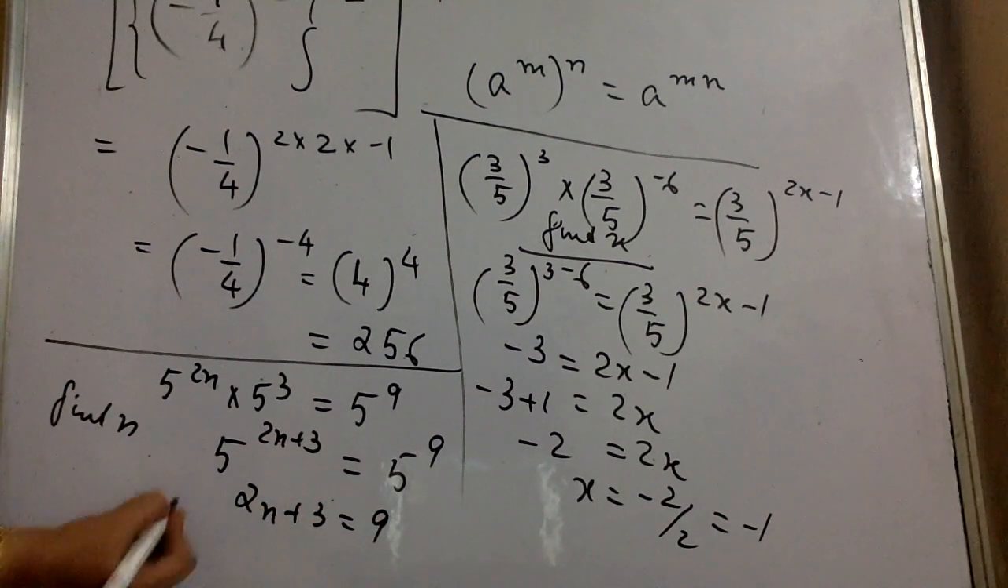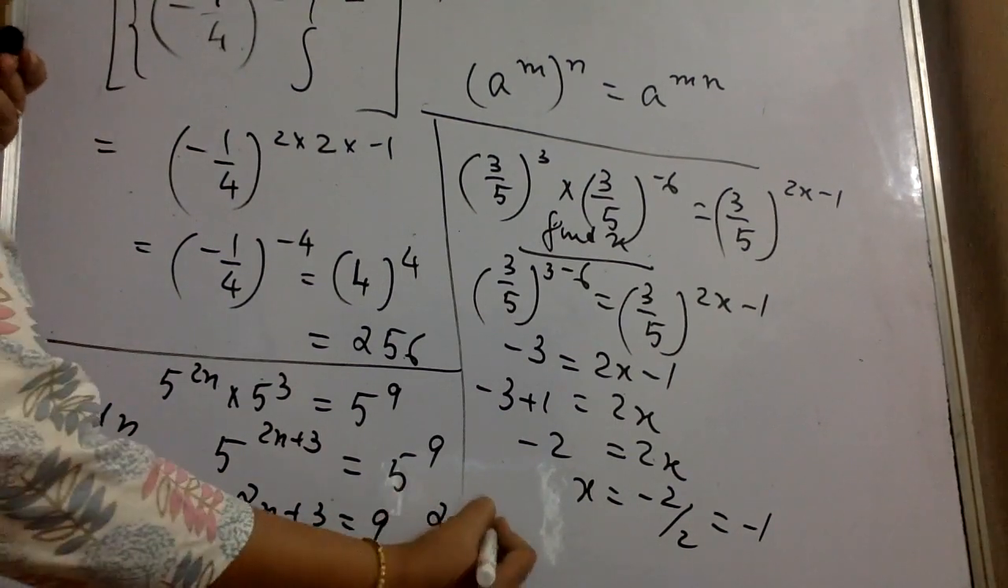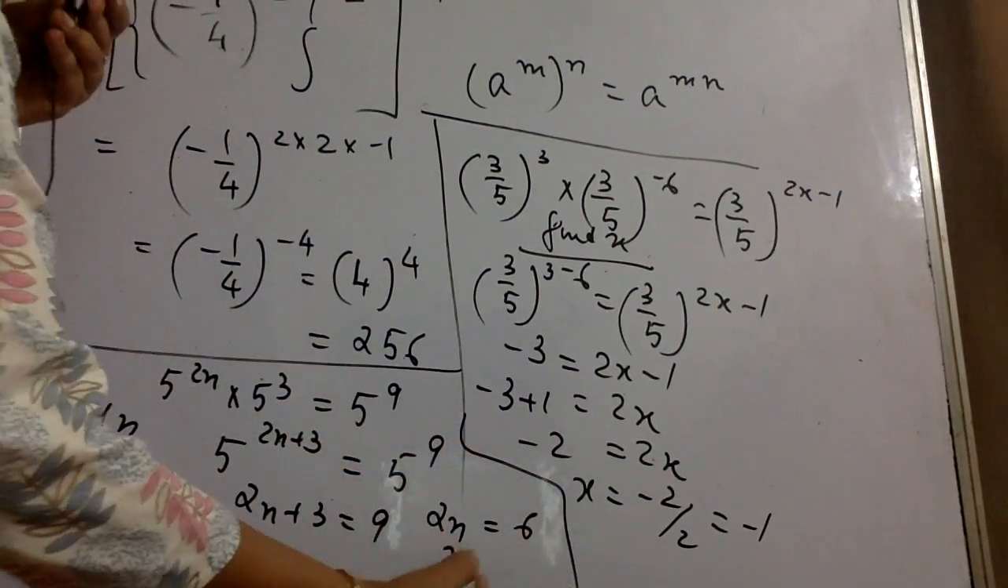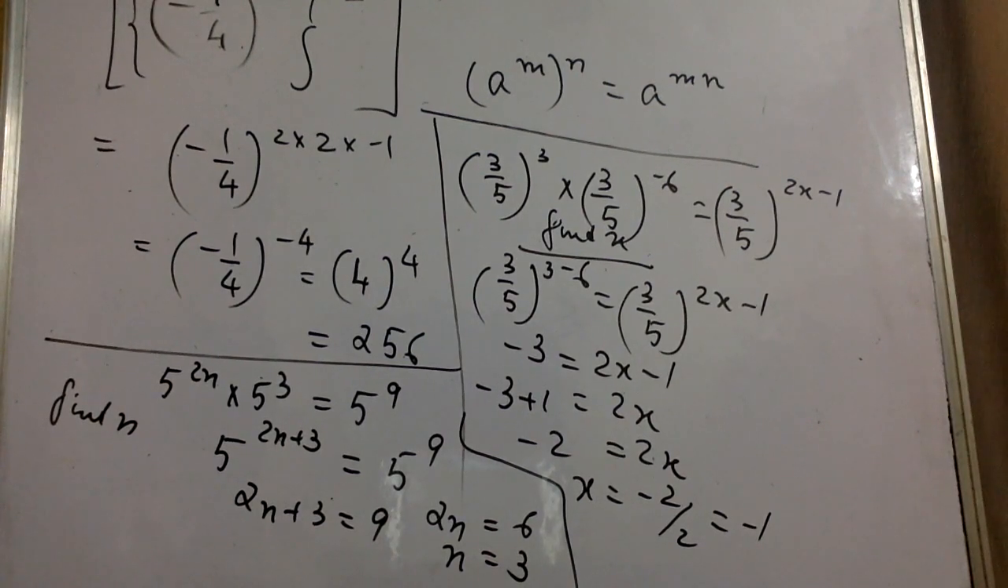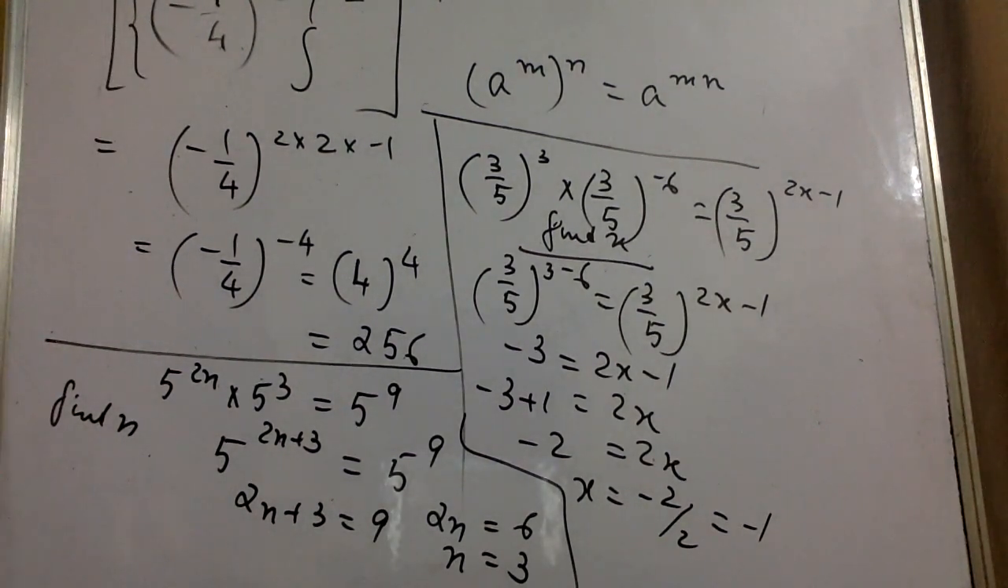So 2n is how much? 2n is equal to 6 then. If 2n is 6, n is equal to 3. That is my answer. So again these two sums are exactly similar, you can see. So the moment you see this sum, you have to first note whether the bases are same. If the bases are same, this is the way you work it out. With this we end up with the types of sums that can be asked in exponents.